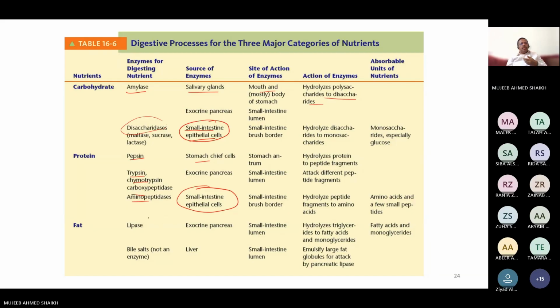Whereas lipase is present in the mouth also, but in a very small amount. But in the exocrine pancreas, it will be secreted, and in the small intestinal lumen, there will be digestion of fat, which will convert it into fatty acids and monoglyceride. Here in the small intestine, the proteins will be converted into amino acids or small peptides, whereas carbohydrates will be converted into monosaccharides, and after that into glucose.